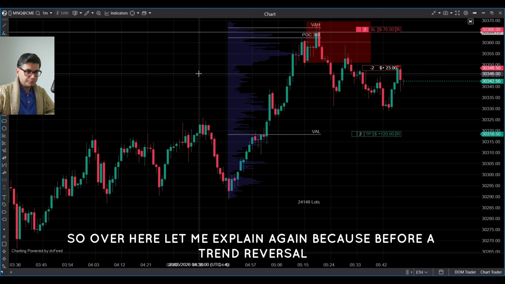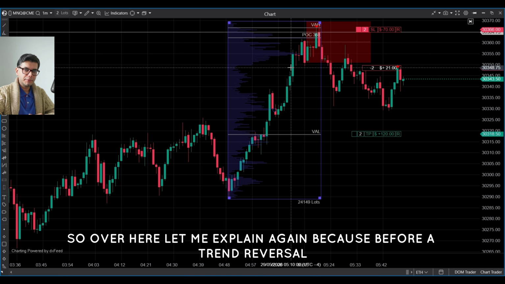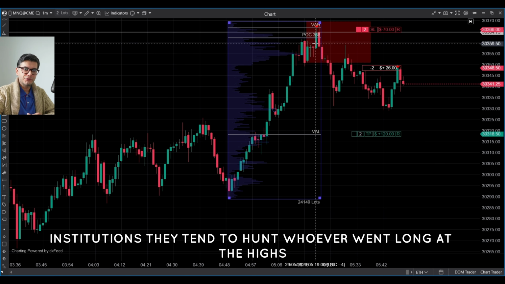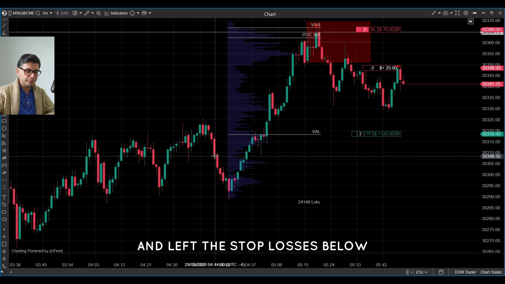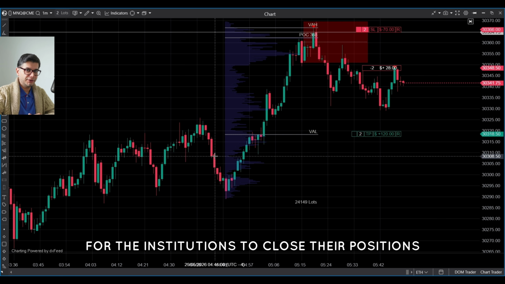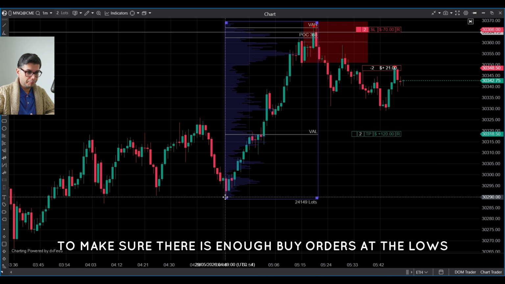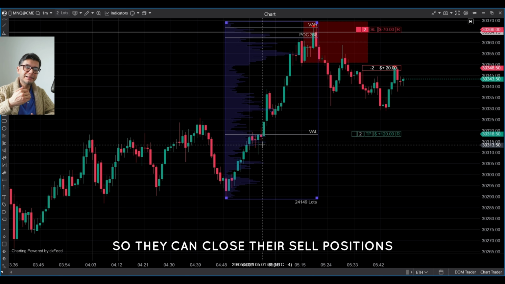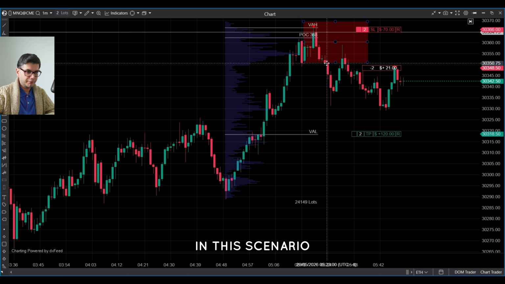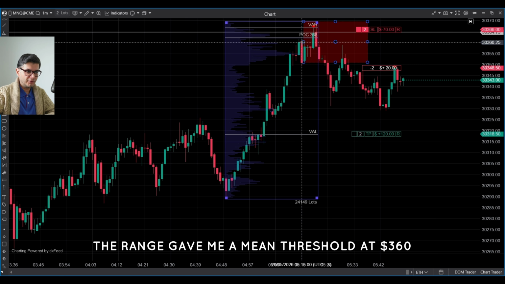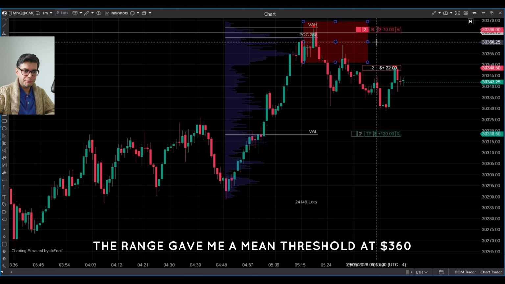So over here, let me explain again, because before a trend reversal, institutions tend to hunt whoever went long at the highs and left their stop losses below. Those stop losses are the liquidity for the institutions to close their positions. They need a liquidity area to make sure there are enough buy orders at the lows so they can close their sell positions. In this scenario, I highlighted these two bullish candles. The range gave me a mean threshold at $360.